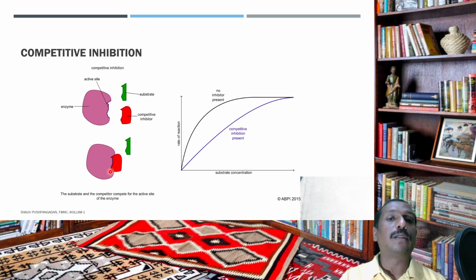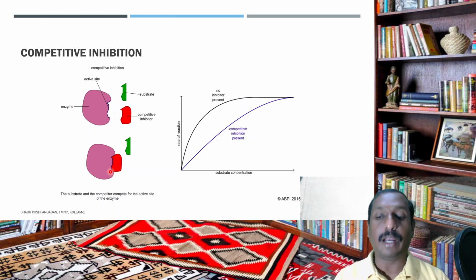Okay, so a competitive inhibitor is a kind of enzyme inhibitor which has structural similarity with the substrate. Since it has structural similarity with the substrate, it will compete with the substrate for occupying the same active site of the enzyme. And if the competitive inhibitor wins in that competition, the inhibitor will bind with the active site of the enzyme instead of the substrate, so that the enzyme action is inhibited. And this kind of inhibition is called competitive inhibition, and this kind of inhibitor is called a competitive inhibitor.